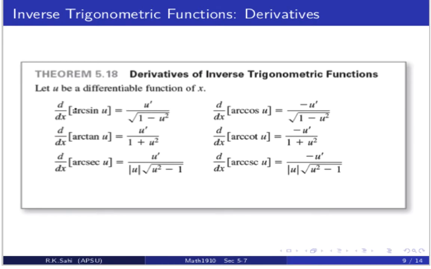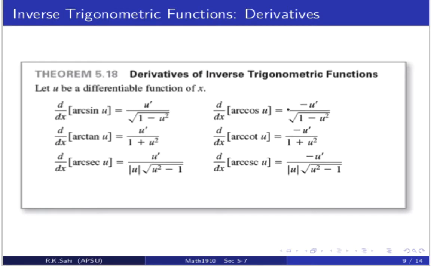So the differential of arc sine u is u prime over square root 1 minus u square. The differential of arc cosine u, remember u is a differentiable function of x, is minus u prime over square root of 1 minus u square. Differential of arc tangent u is u prime over 1 plus u square. And differential of arc cotangent is negative u prime over 1 plus u square. Notice tangent and cotangent, the difference is negative. Sine and cosine, the difference is a negative.